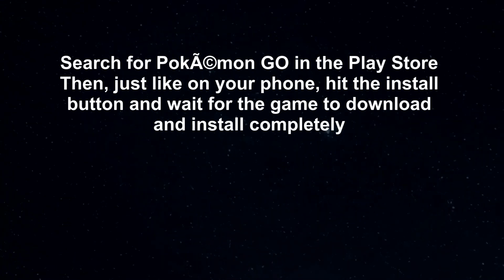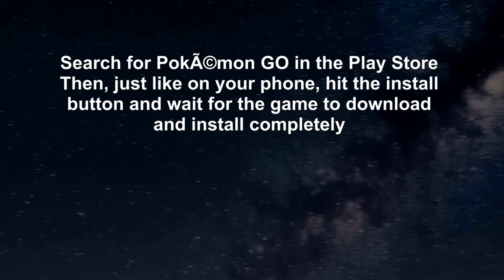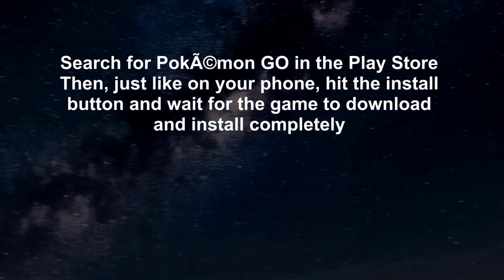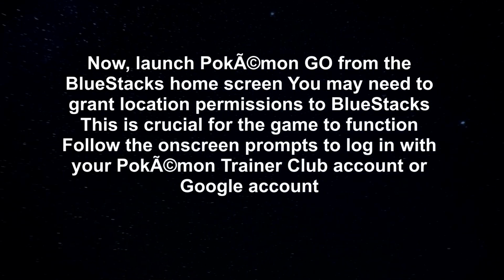Search for Pokémon Go in the Play Store, then, just like on your phone, hit the install button and wait for the game to download and install completely. Now launch Pokémon Go from the Bluestacks home screen.